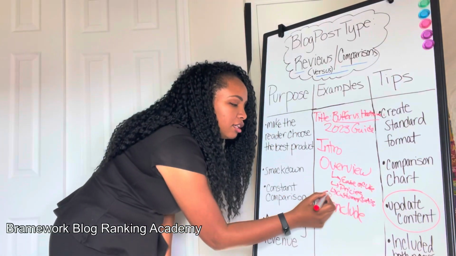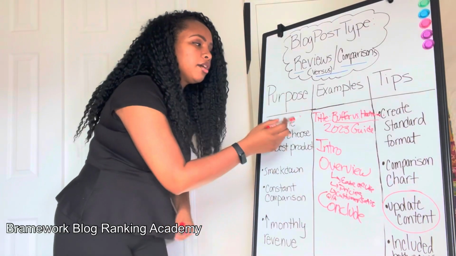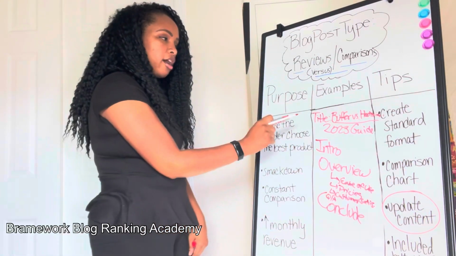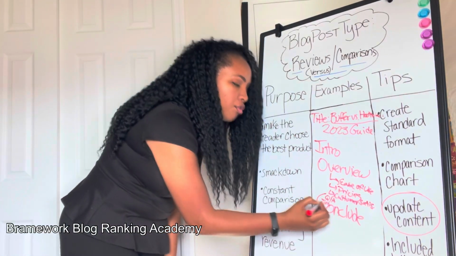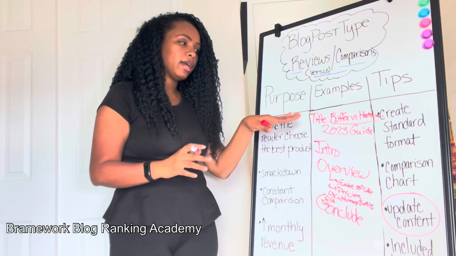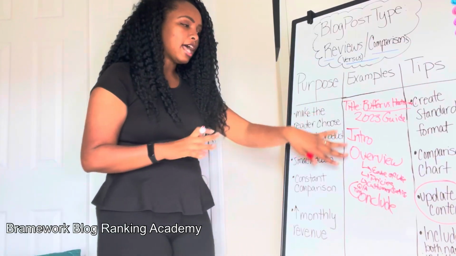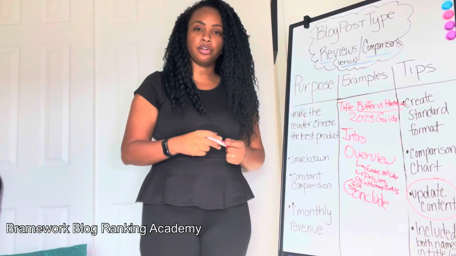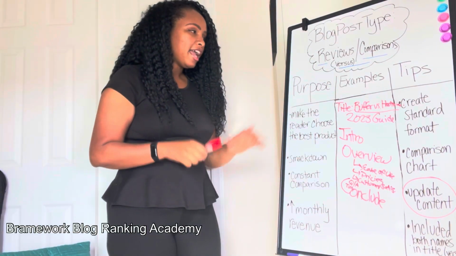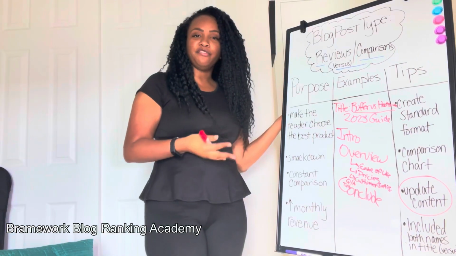You can even include a Q&A section because there are probably some common questions that people have regarding Buffer and some regarding Hootsuite. And then you may have some tips for choosing the best products and ways to get the most out of each product. So that is an outline and an overview of what you would do for a versus or comparison type of article. And overall, these articles are fun to write.